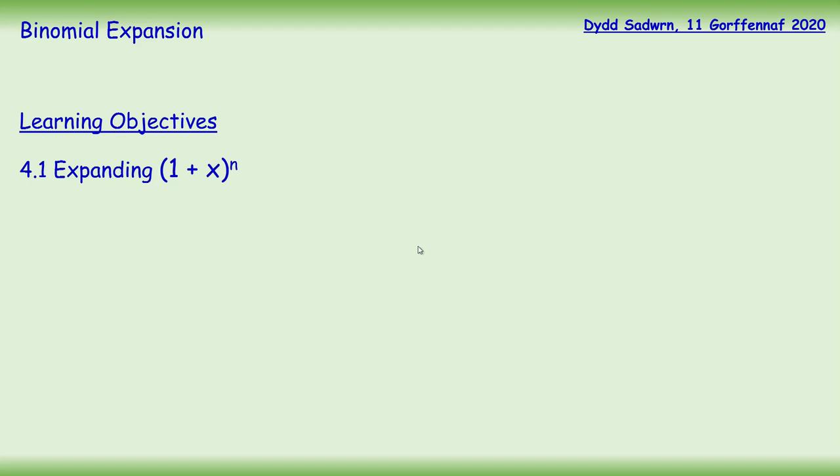Hello. Right. We're going to be looking at binomial expansion today, in particular the expansion of 1 plus x to the power of n, where n is fractional or negative. Okay, so make some notes, get your heading, lesson objective and dates in Welsh down, and we'll make a start.